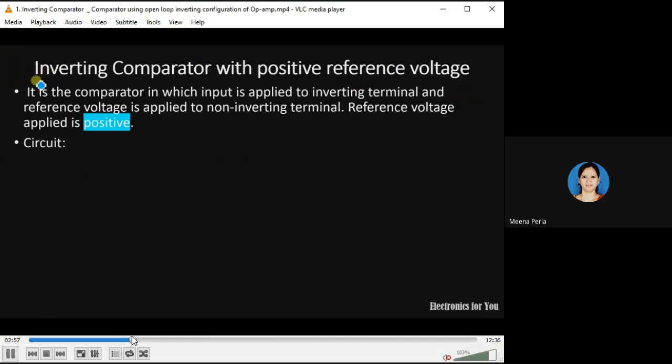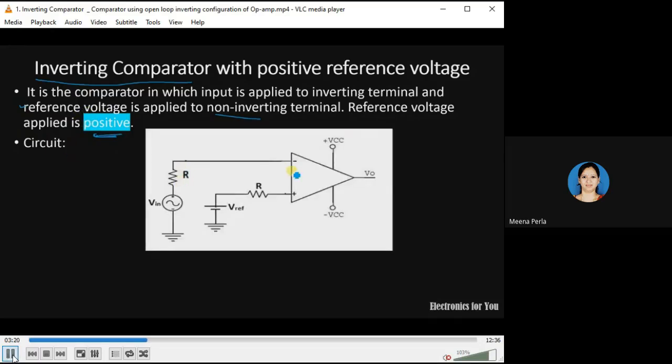So one is an inverting comparator with positive reference voltage and the other one is with negative reference voltage. So let us first see the inverting comparator with positive reference voltage. So in the inverting comparator, the input is applied at the inverting terminal and the reference voltage is applied at the non-inverting terminal. So what is the difference? The reference voltage is positive. So the reference voltage should be positive.